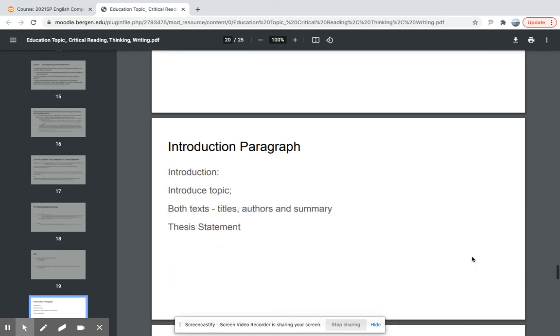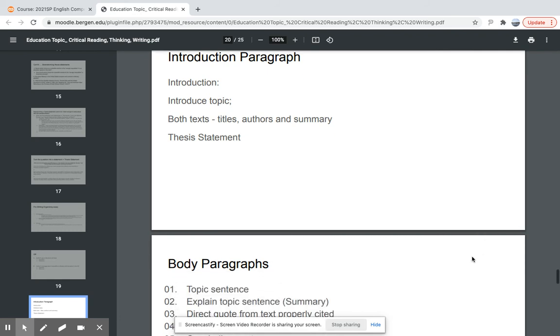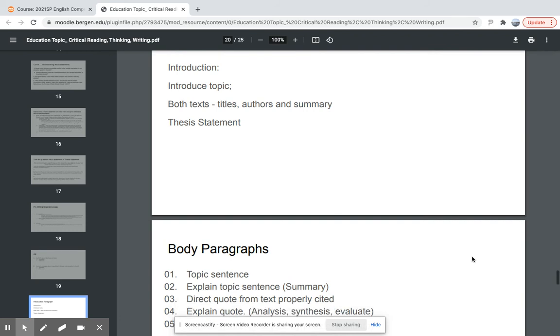The next slides are just reminders of what an essay should look like. So your introduction paragraph should have the introduction, which introduces the topic. It introduces both texts, the titles, the authors, the year written, a nice summary of both, and it will lead you down like an inverted triangle to your thesis statement, typically.